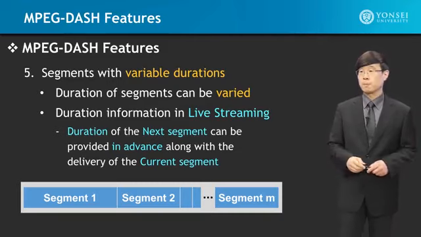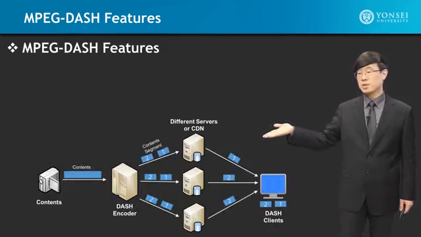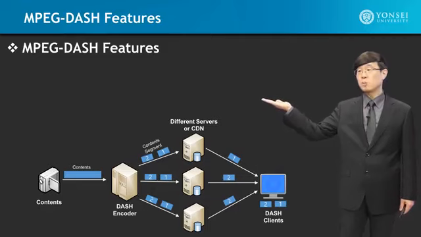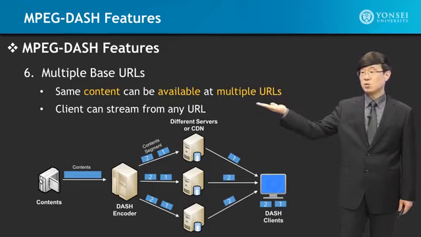Here is an example of MPEG-DASH features, where you can see the content and different servers or CDN is listed here, where multiple base URLs can be used. The same content can be available at multiple URLs. Client can stream from any URL that is provided.